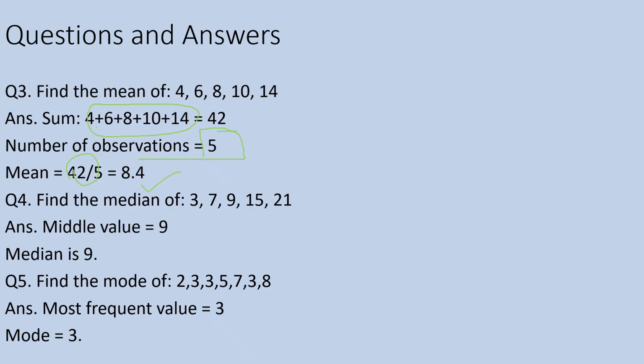The fourth question is: find the median of 3, 7, 9, 15 and 21. From the given data set, we find that 9 is the middle value. And we know that median is the middle or the central value. So median is equal to 9.